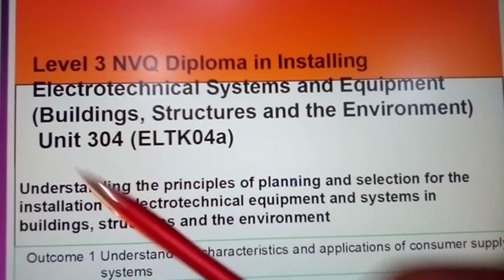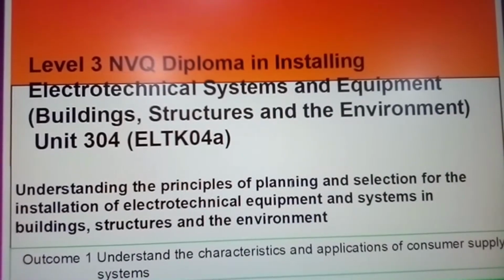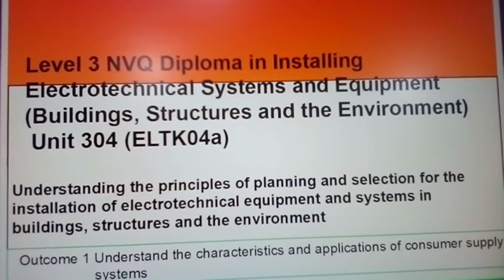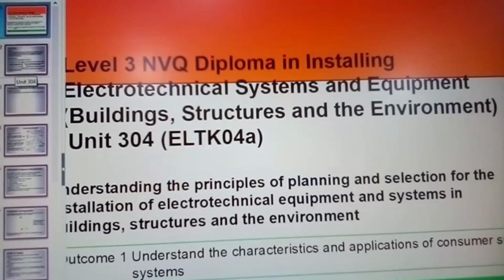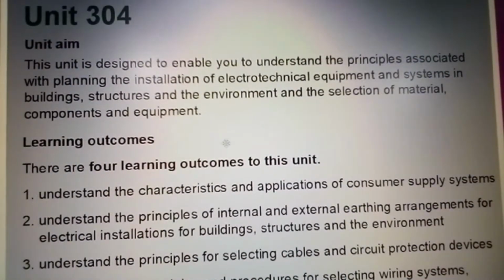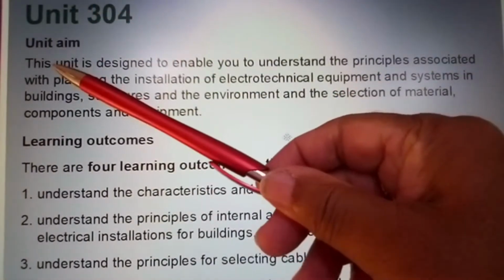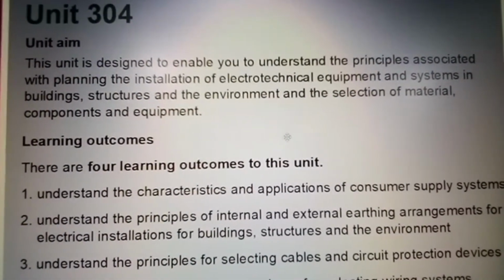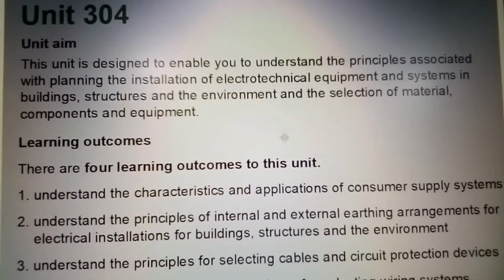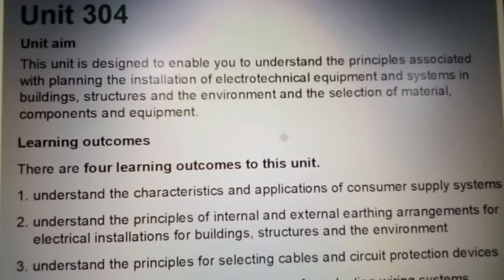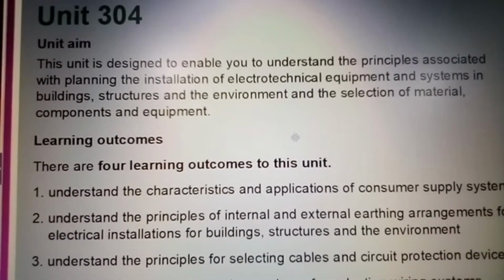So recapping, unit 3 or 4, session 1, consumer supply systems. Outcome 1, understand the characteristics and application of consumer supply systems. Let's move on a little bit forward. Now here we have unit 3 or 4. Unit aim: this unit is designed to enable you to understand the principles associated with planning the installation of electrotechnical equipment and systems in buildings, structures, and the environment, and the selection of material, components, and equipment.